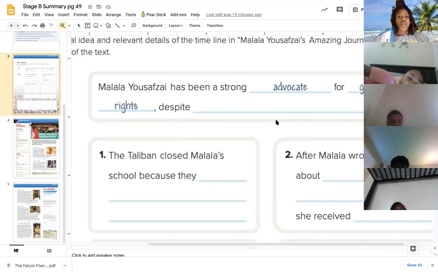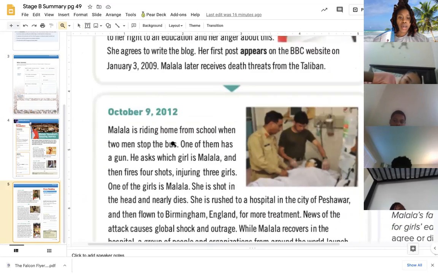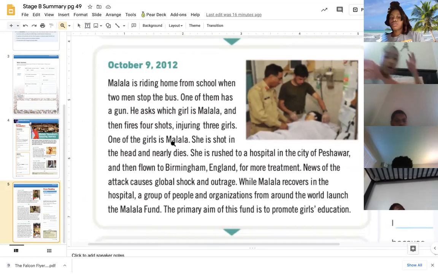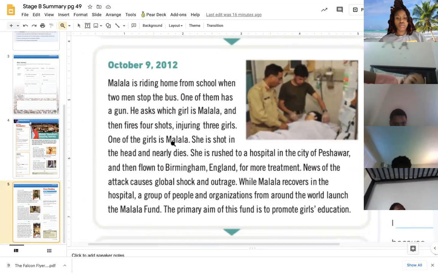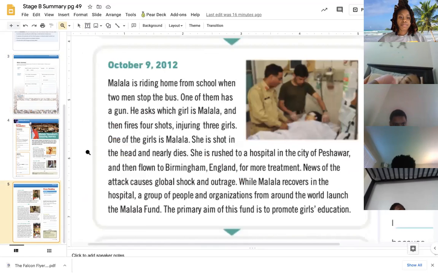so Malala has been a strong advocate for girls' rights despite what? What happened to her? She got shot. Okay, she got shot by who? These people who didn't believe in it. Do you guys need to go back and read this? Yeah, let's go back and read.